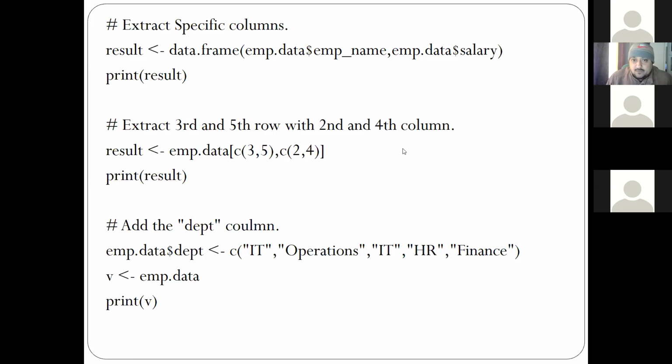Next one is the third. We can simply extract the third and fifth row with the second and fourth column. It is also possible to extract from our data frames. Simply you have to mention the data frame name, employee.data, and thereafter you have to mention c(3,5) and c(2,4). That will provide the results, and thereafter you will print the result. Okay, like that we will extract some rows and columns.